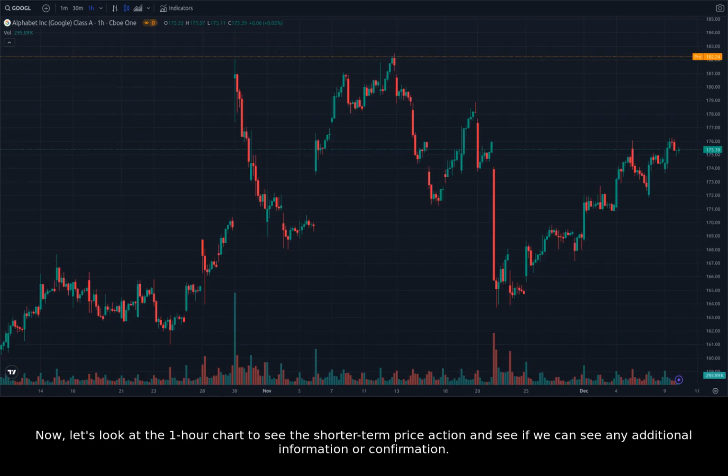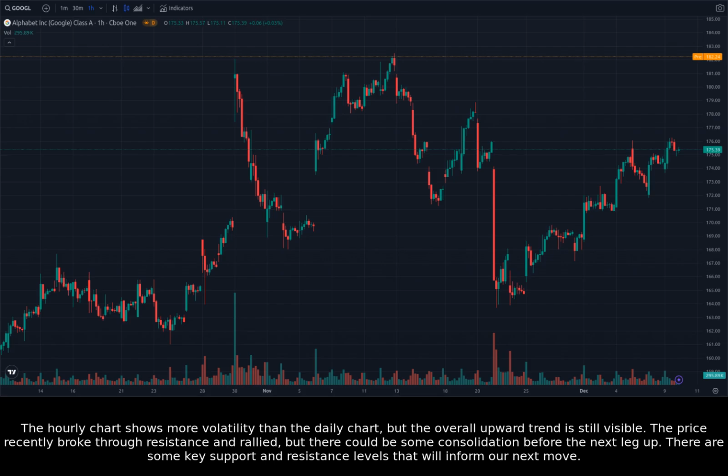Now, let's look at the 1-hour chart to see the shorter-term price action and see if we can see any additional information or confirmation. The hourly chart shows more volatility than the daily chart, but the overall upward trend is still visible. The price recently broke through resistance and rallied, but there could be some consolidation before the next leg up. There are some key support and resistance levels that will inform our next move.